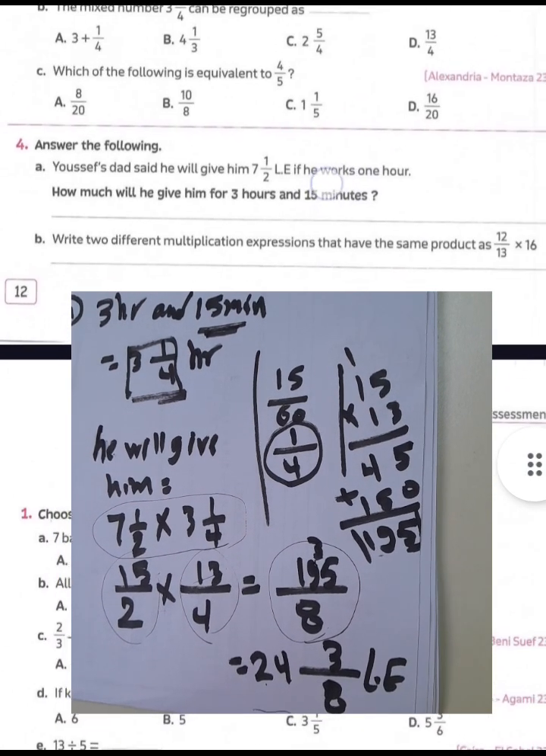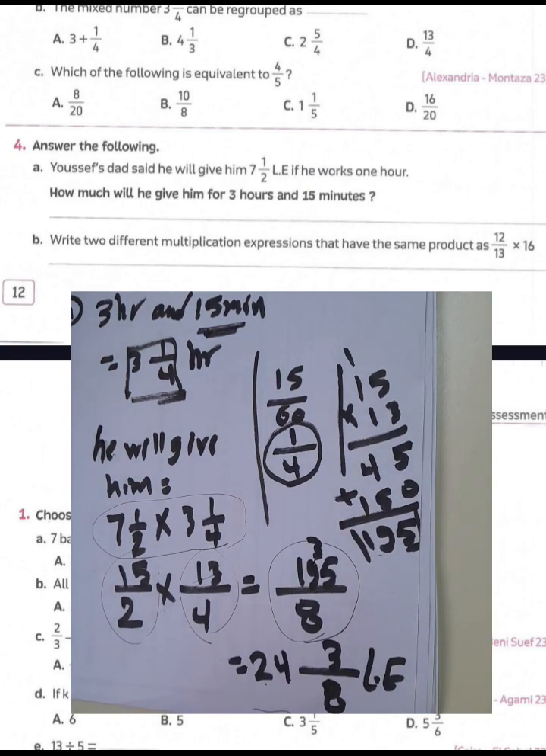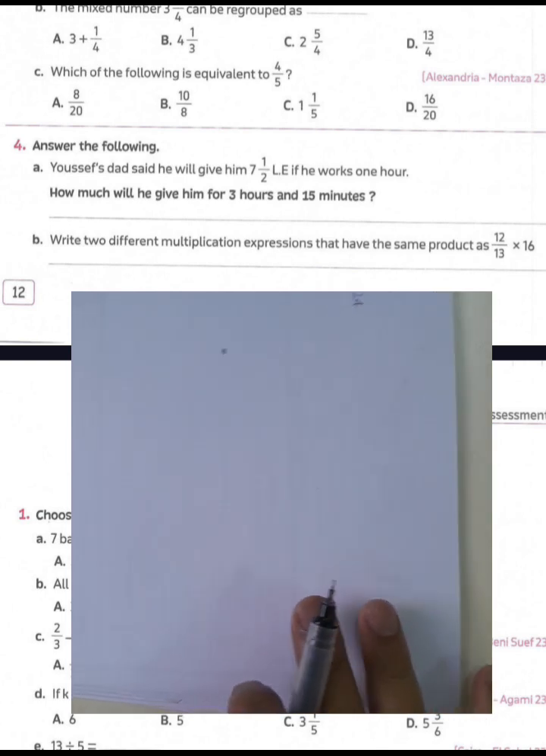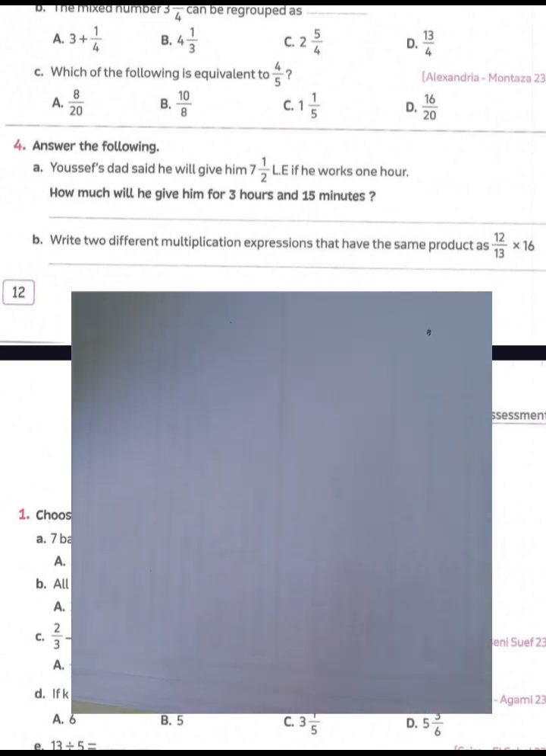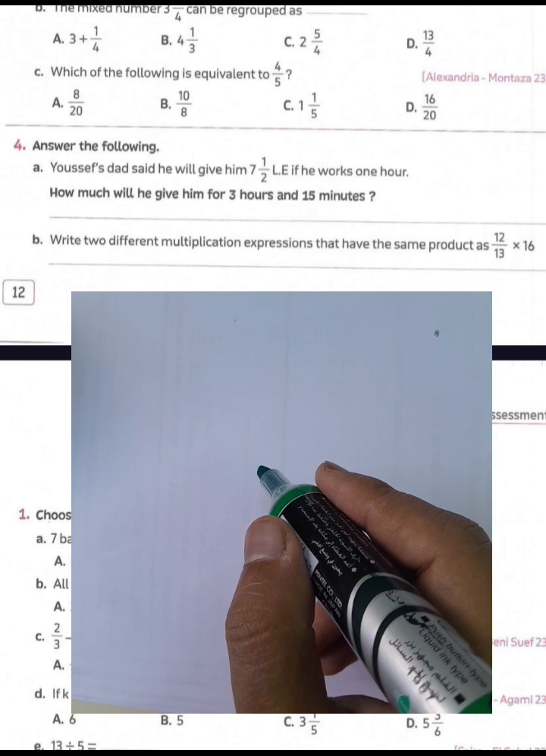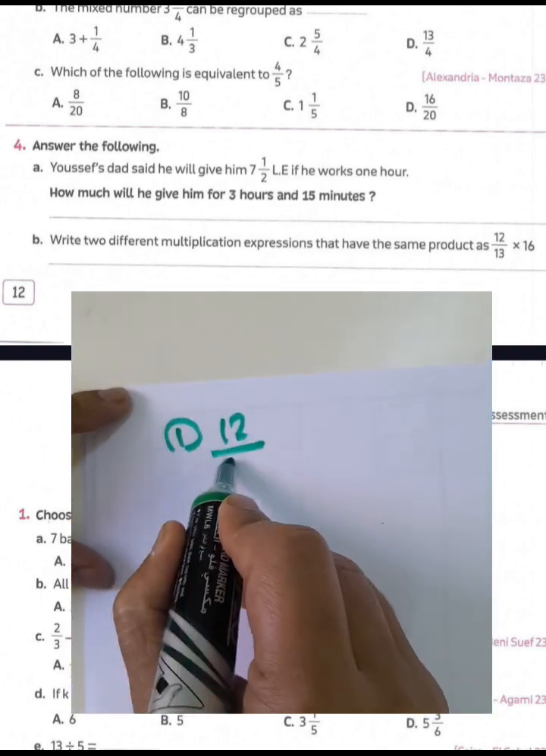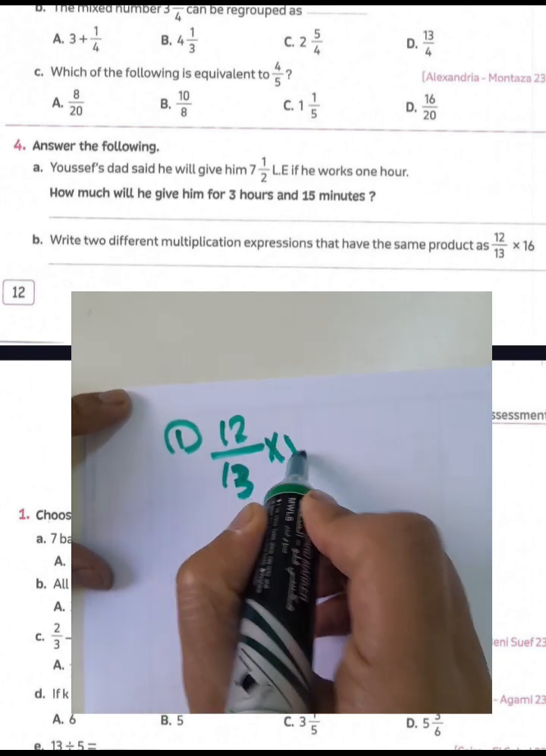Question letter B. Write two different multiplication expressions that give the same product as 12 over 13 times 16. Okay, we can replace 16 here, or you can write 12 here. You want two numbers, okay? Question number 1, pay attention. We have 12 over 13 times 16.